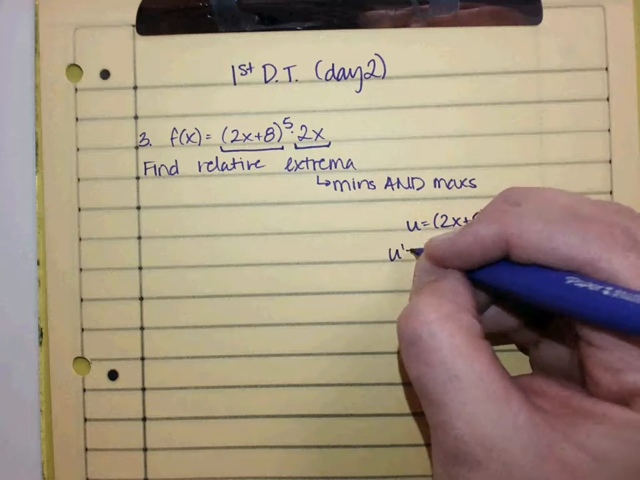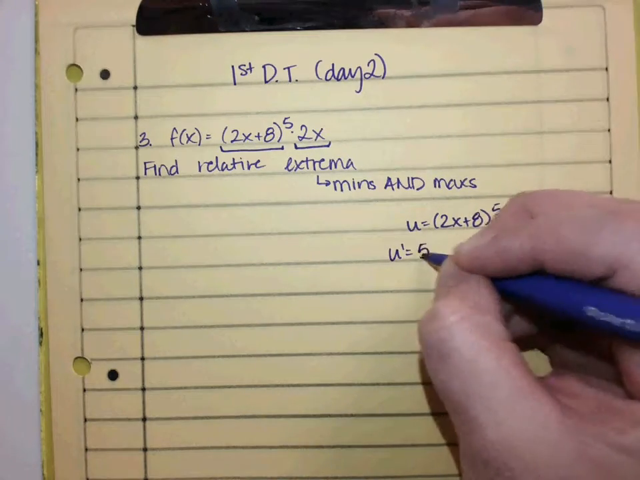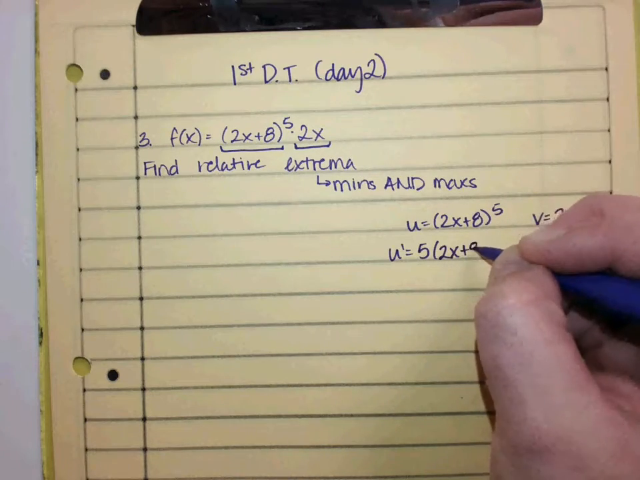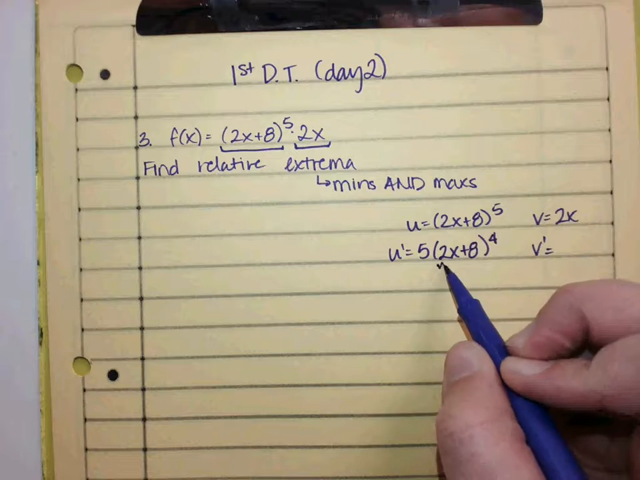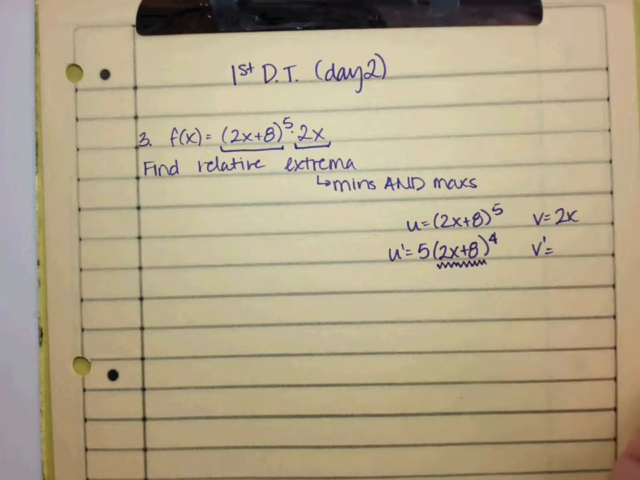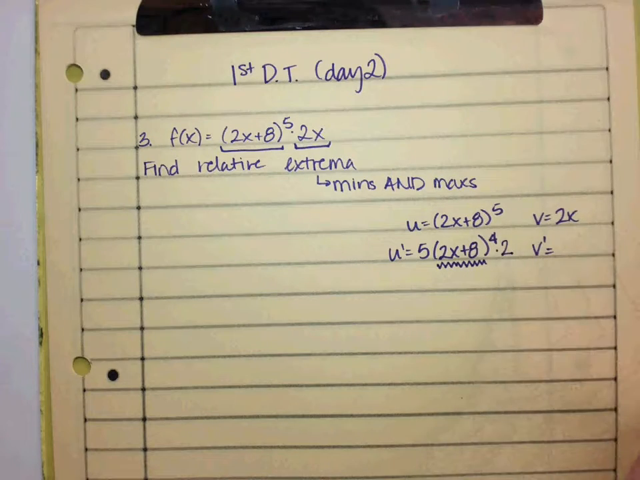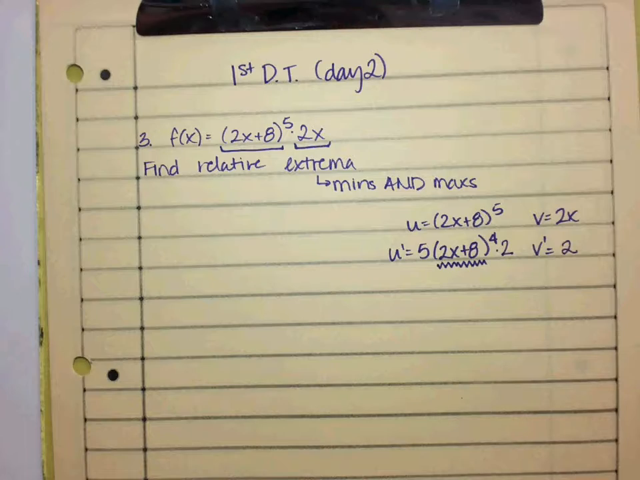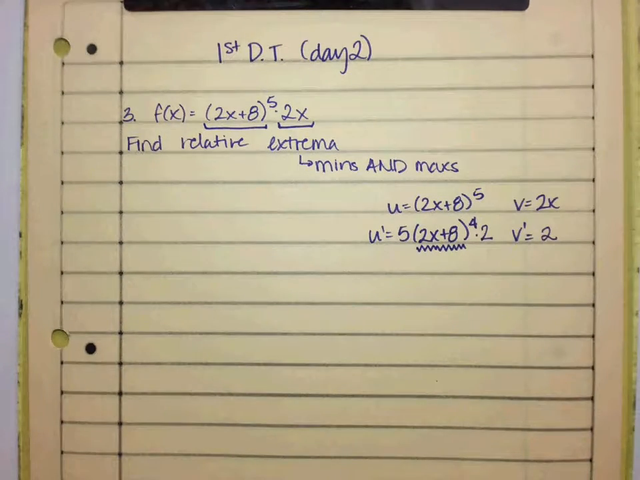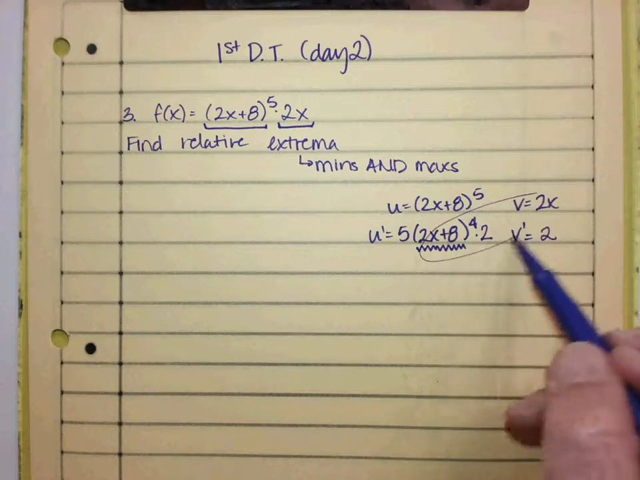Then my u prime, the 5 comes down to the front. 2x plus 8 is now to the 4th. But then remember, because of chain rule, my core here, 2x plus 8, has a derivative other than 1. So the derivative of 2x plus 8 is times 2. My v prime for 2x is 2. So from there, we're going to take our derivative by multiplying the products of the diagonals. I'm going to do this one first.